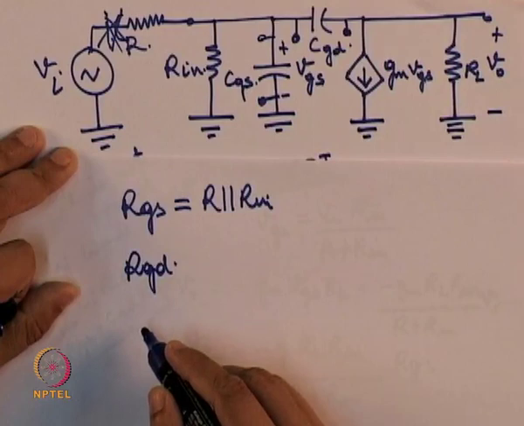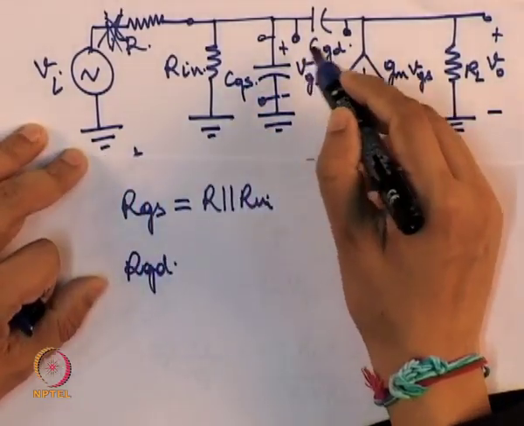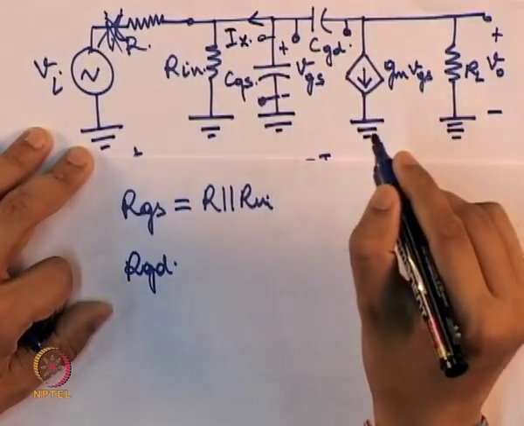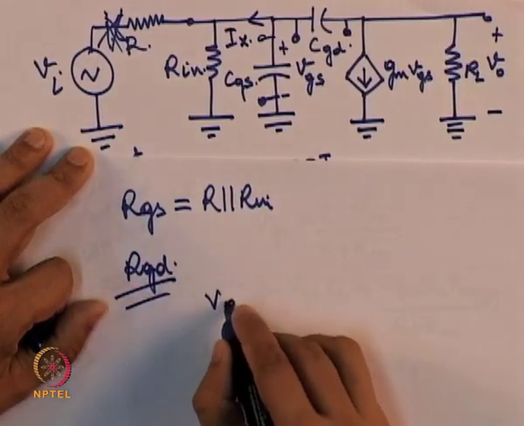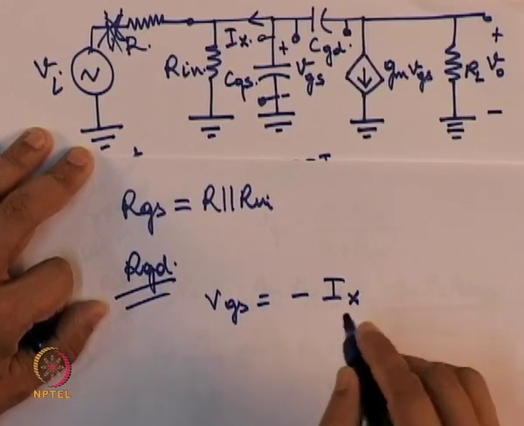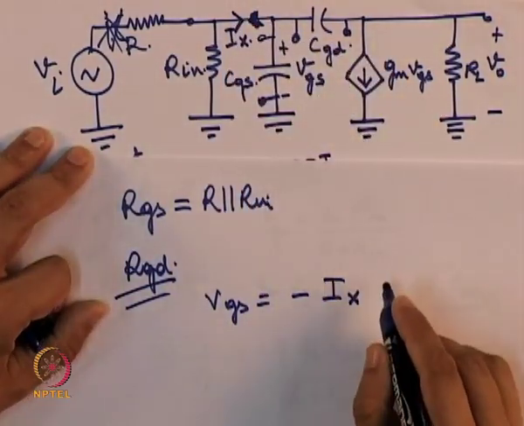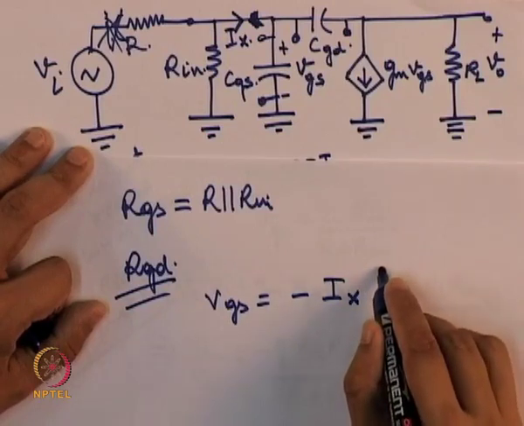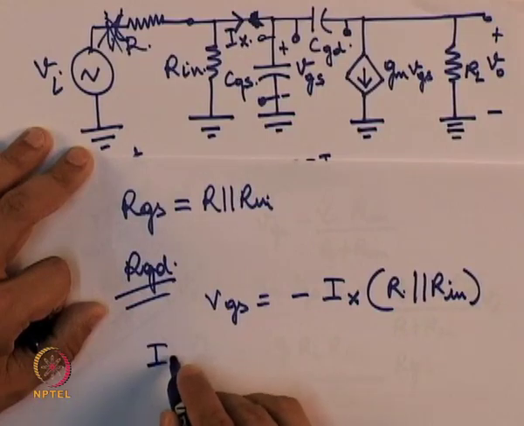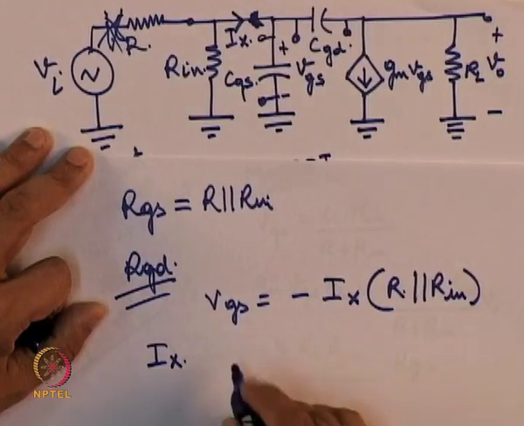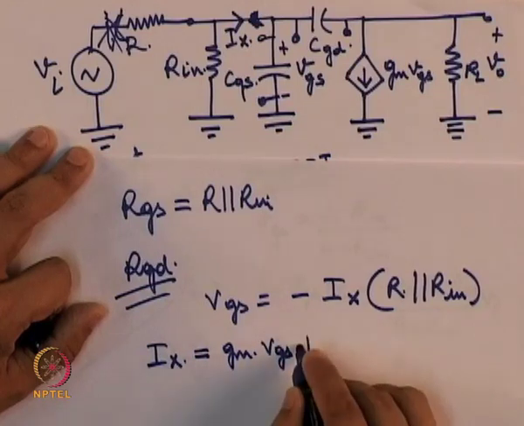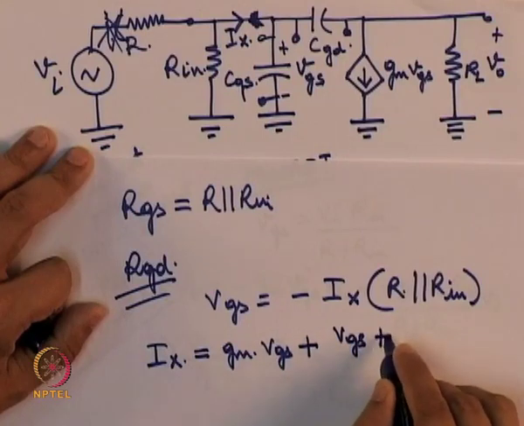To do that, let us try to solve for this VGS. In order to find this VGS, suppose the current flowing is Ix, in this direction. VGS is equal to minus Ix times R parallel to R in. Ix, this current, is equal to GM VGS plus the current through RL, which is VGS plus Vx upon RL.